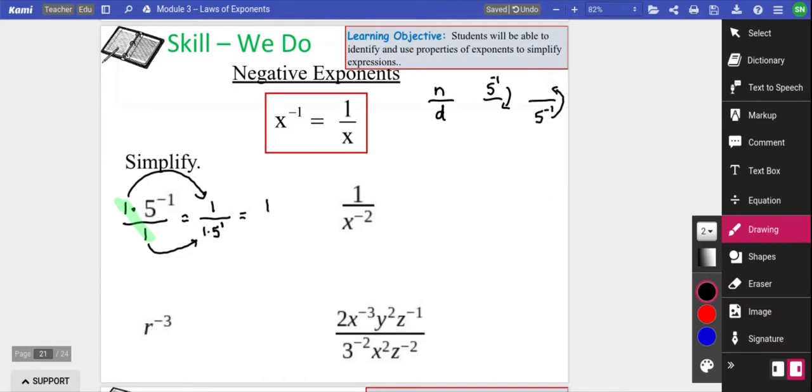At the top we keep the 1. At the bottom we have 1 times 5. That would be 5. And we will also get rid of the exponent, because an exponent of 1 you don't have to write it out. So that would be the answer.